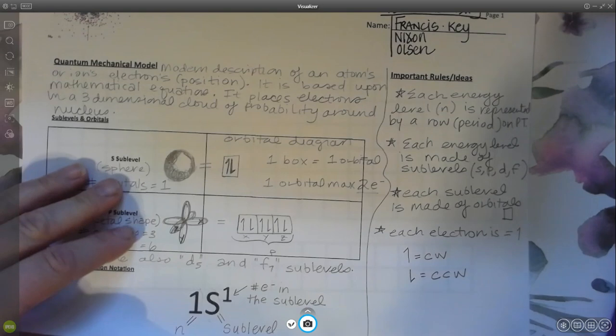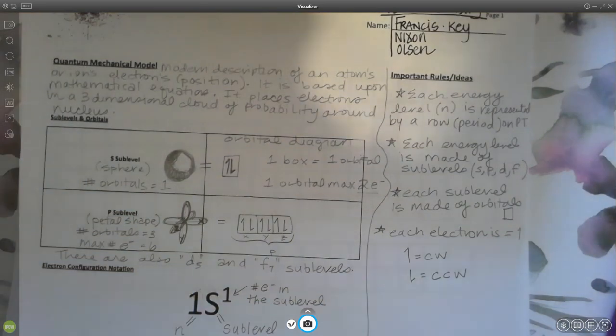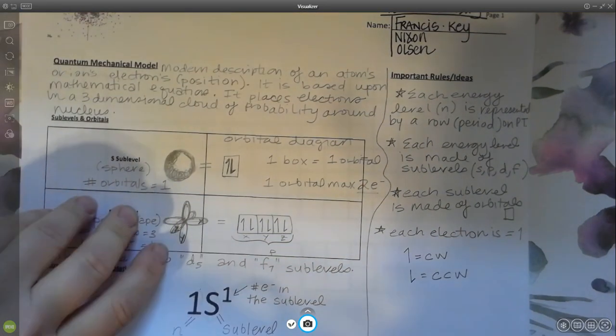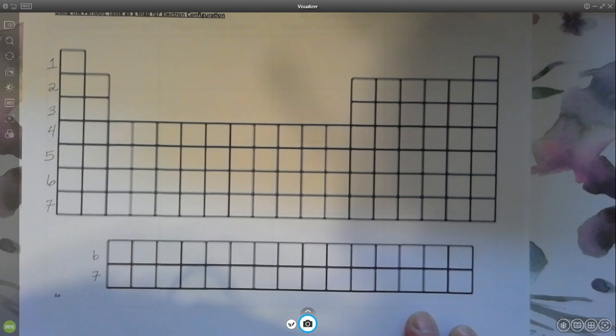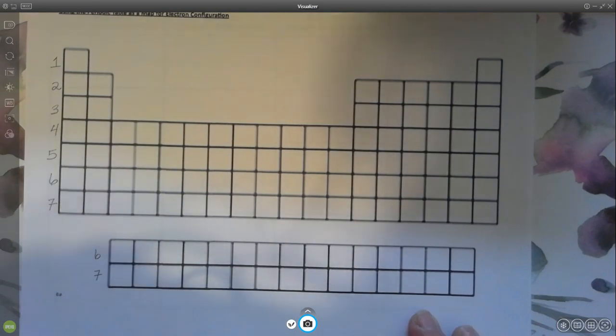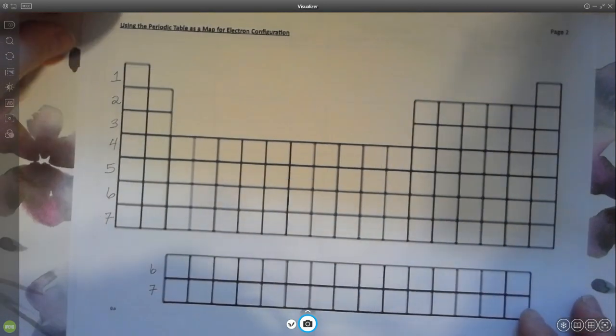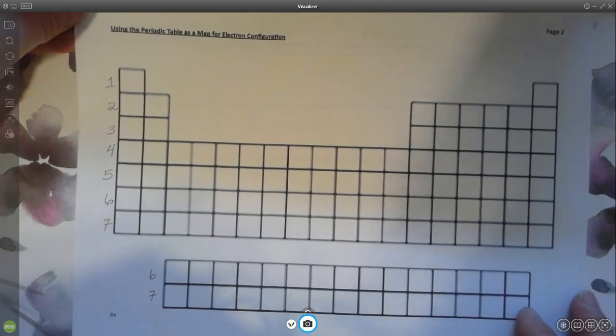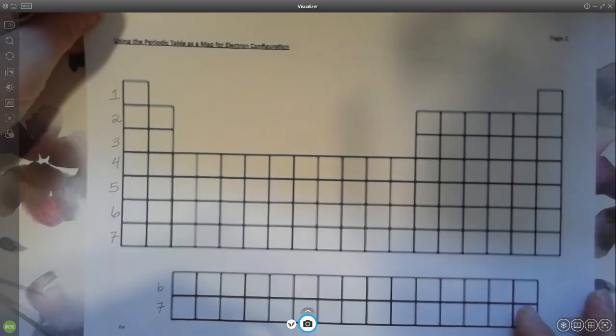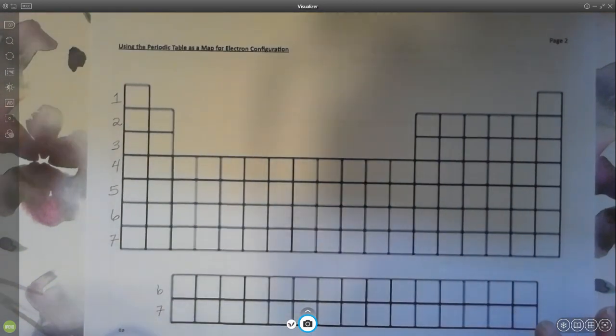All right, let's go on to our next page. This is where you need to get your periodic table, and we're going to mark out where we might find these items on the periodic table. And the great news is the periodic table is going to end up telling us exactly where everything is. There are a few exceptions, but we'll figure that out.